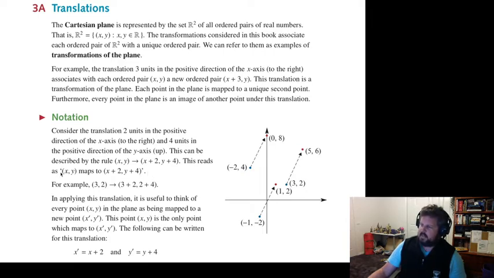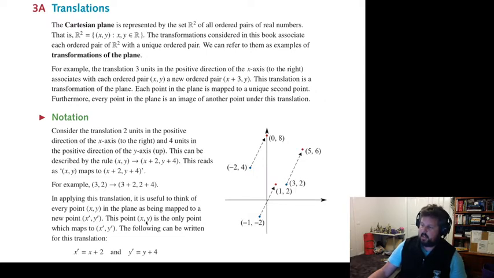What that actually means is if you had a coordinate, let's say you had a coordinate 3, 2, x value 3, y value of 2, when you are mapping it, you obviously add 2 onto the x value here, and you're going to add 4 onto the y value to get your new translated point. Again, it says in applying this translation, it's useful to think of every point as x and y in the plane as being mapped to a new point. Now the new points that they're referring to are x dashed and y dashed.